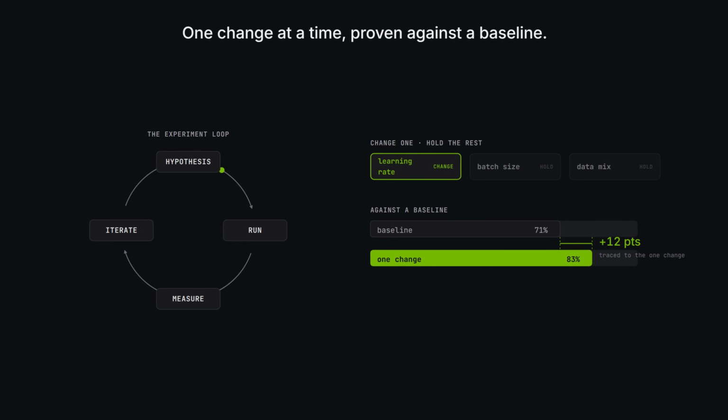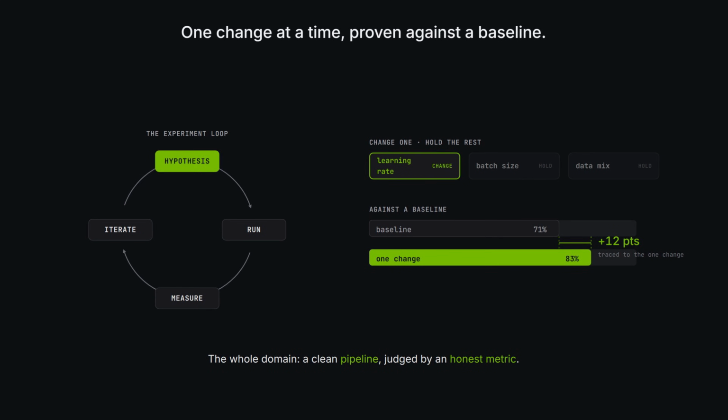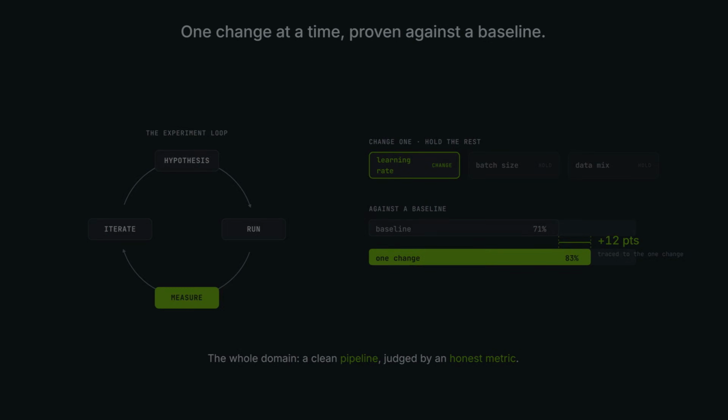That is the entire domain, running data through a clean pipeline and judging it with an honest metric.